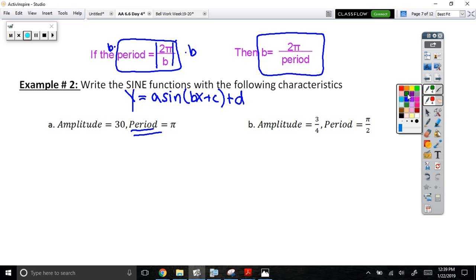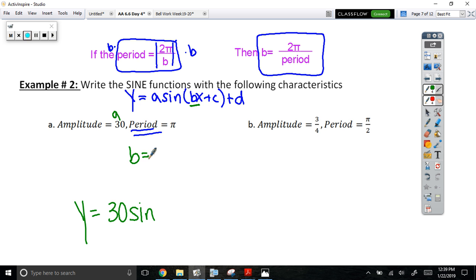Okay, so these are all sine functions. Technically, they could ask you for a cosine, and you would just change sine to cosine. But these are all sine. So the amplitude is 30, so that's a. So we can start off, y equals 30 sine of bx. Now we need to find out what b is.